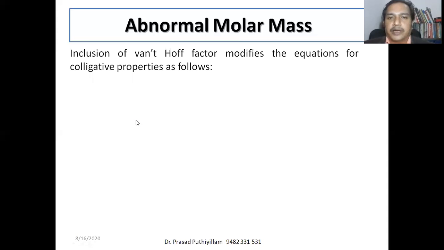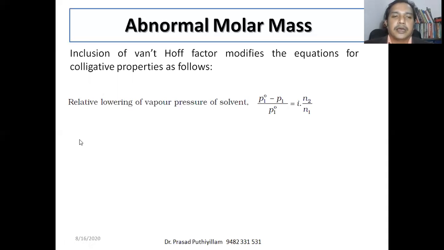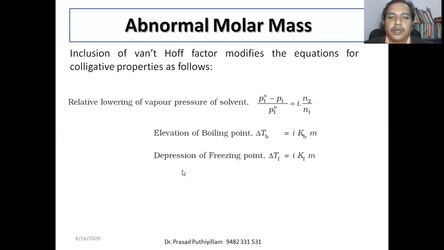By considering the Van't Hoff factor or abnormal molar mass, the colligative properties can be rewritten. Relative lowering of vapor pressure of solvent can be written as (P1° minus P1) upon P1° equal to i, the Van't Hoff factor, into n2 by n1. Similarly, elevation in boiling point delta Tb can be written as i Kb m. Depression in freezing point delta Tf can be written as i Kf m. Osmotic pressure pi can be written as i n2 RT by V.